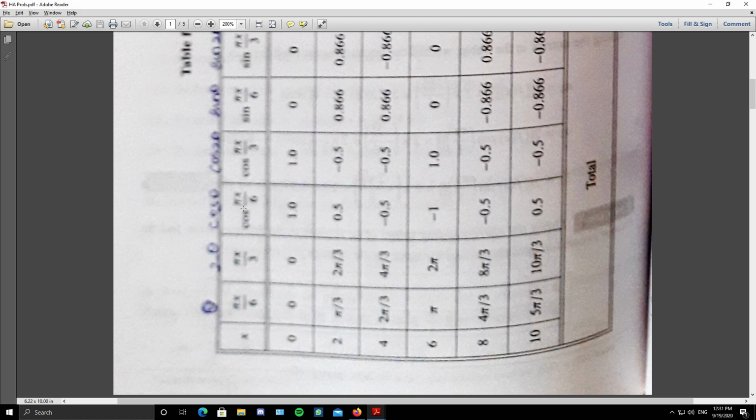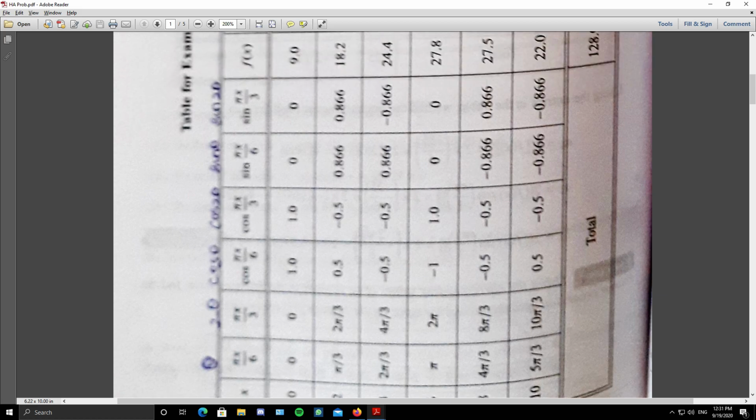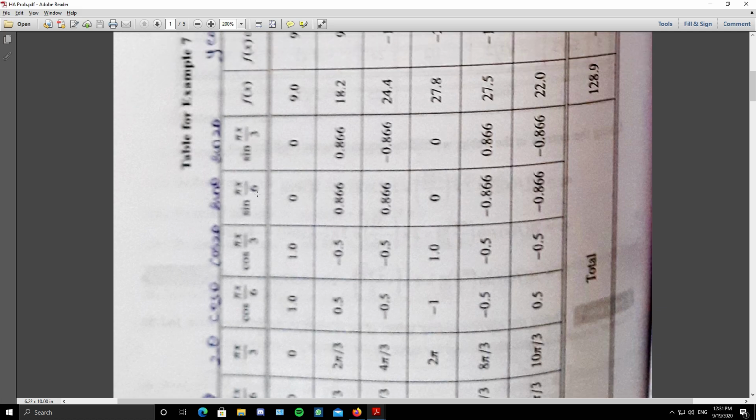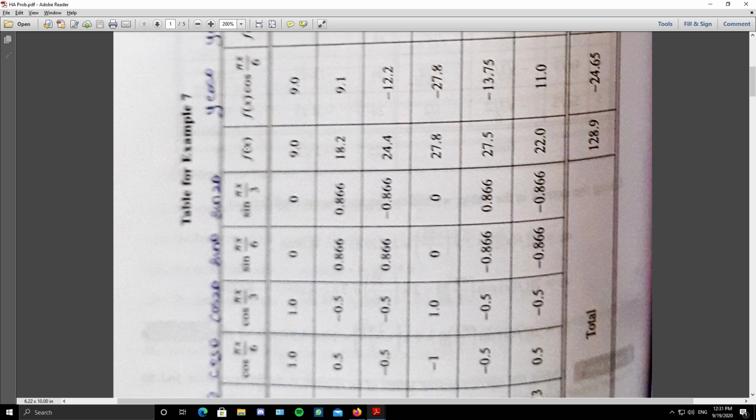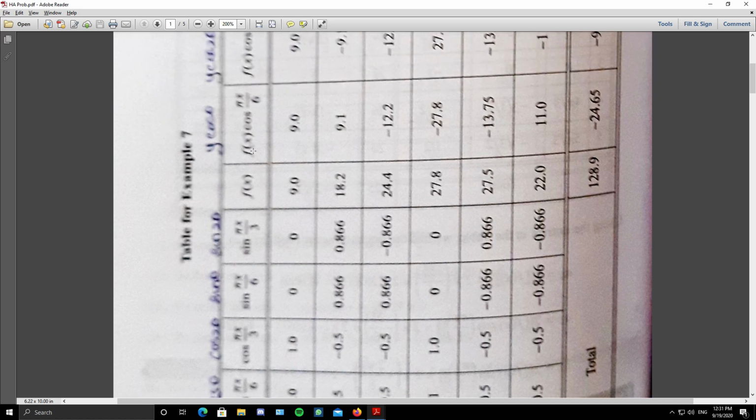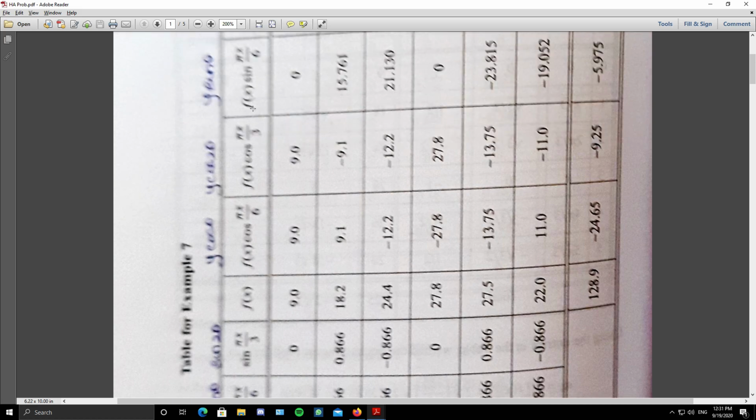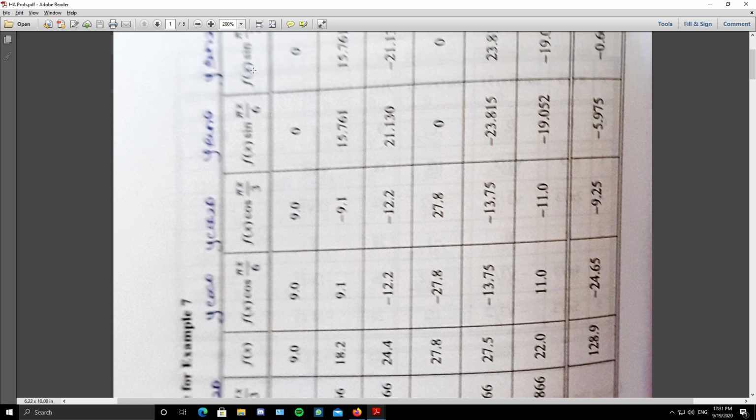Cos theta, cos pi x by 6 is cos theta. Cos 2 pi x by 6 is cos 2 theta. Sin theta, sin of pi x by 6. Sin 2 theta, sin of pi x by 3. Then you have the f of x column, y. Then you are asked to find up to the second harmonic, so you need y cos theta, y cos 2 theta, y sin theta, y sin 2 theta.